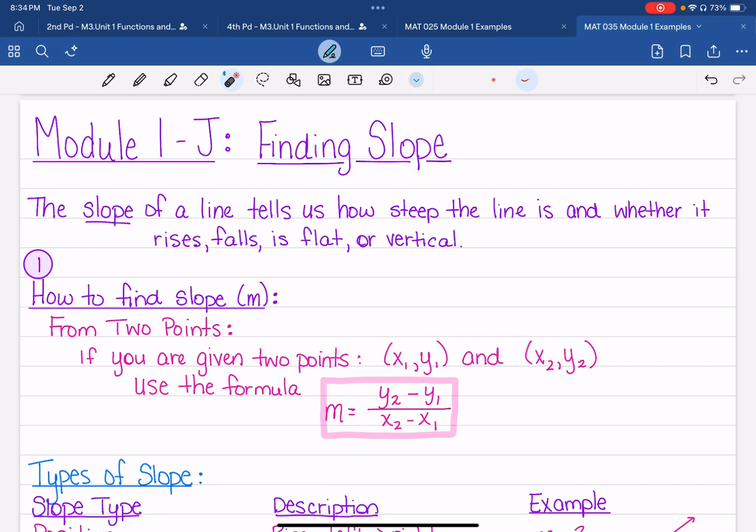It doesn't really matter that you start with this one and then finish with this one, but what does matter is that when they are lining up, those two come from the same ordered pair. Those two come from the same ordered pair. Otherwise, your signs will get messed up.